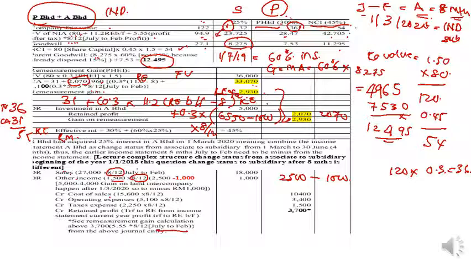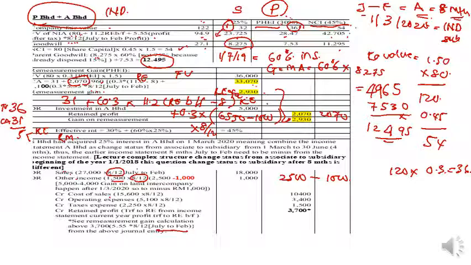So S here acquired A at the price of 32. This is information number 1. This one is already given. So you total up here, and the company implied value will be 122.